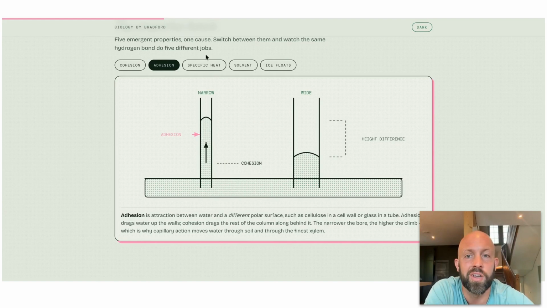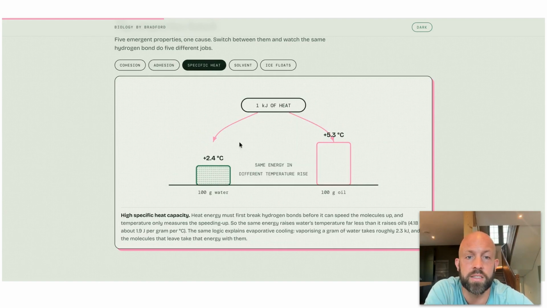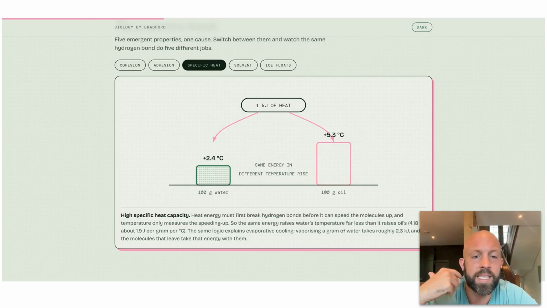That's adhesion. Now, specific heat, and you might have heard of specific heat capacity. It's the amount of energy required to raise the temperature of something by 1 degree centigrade, in kilojoules. Water requires a lot more energy to cause a change in temperature. And it's why it takes longer for lakes to warm up in the summer, but also they retain this heat.